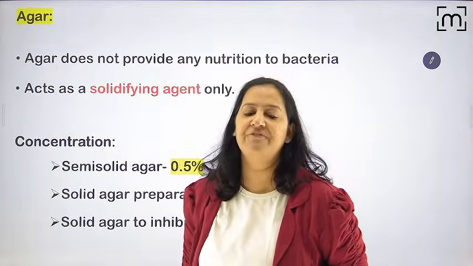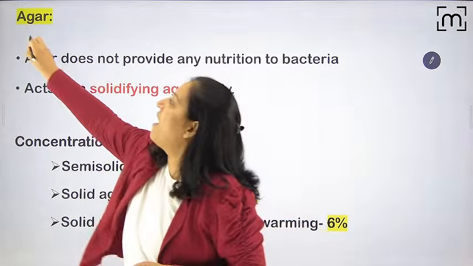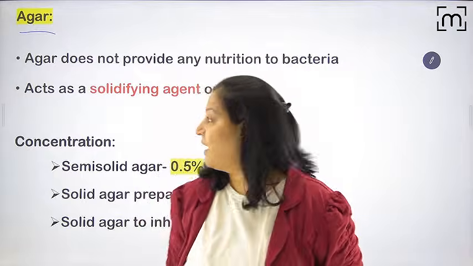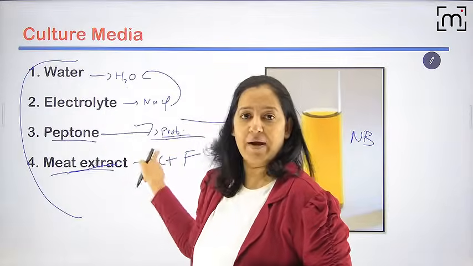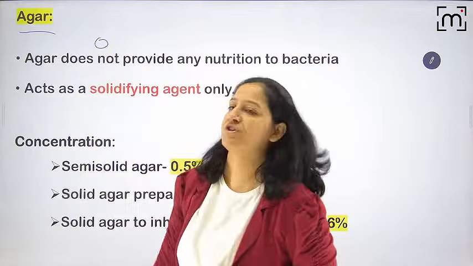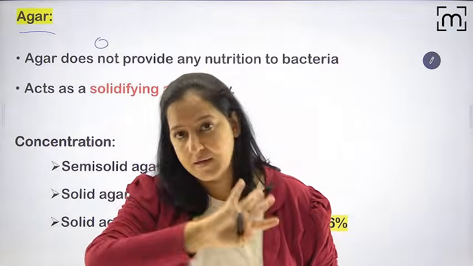Got it? Now I'm adding the 5th thing. What is the 5th thing? I'm adding agar in that. The 5th thing is agar. What does agar provide? I told you this provides this, this provides this. What does agar give? Nothing. Zero. Agar has zero nutrition. No nutrition.